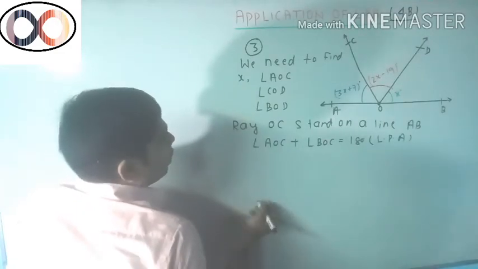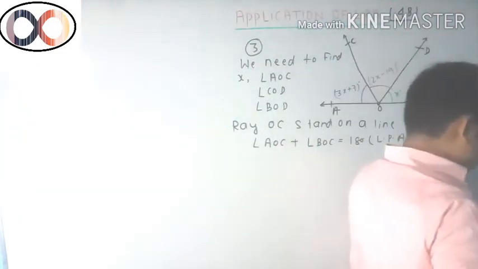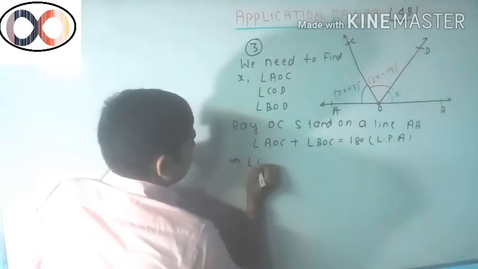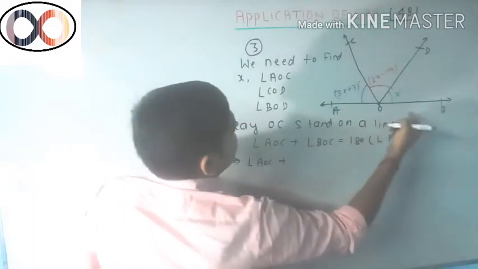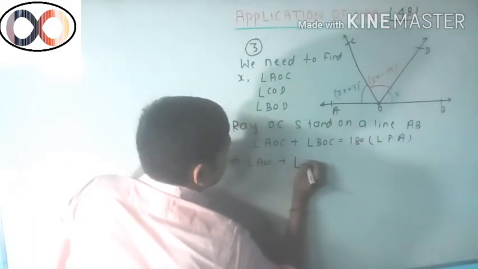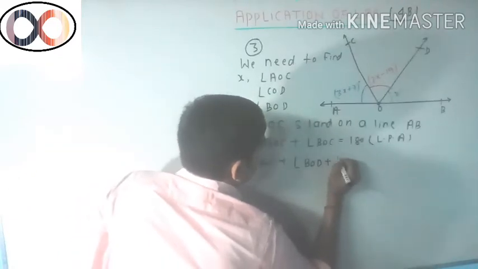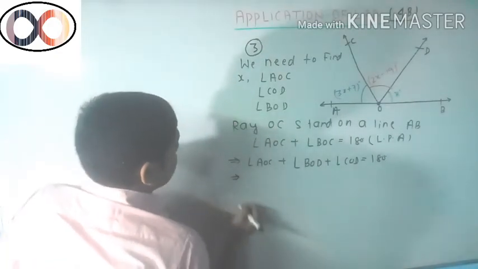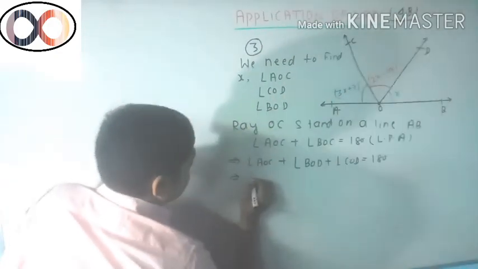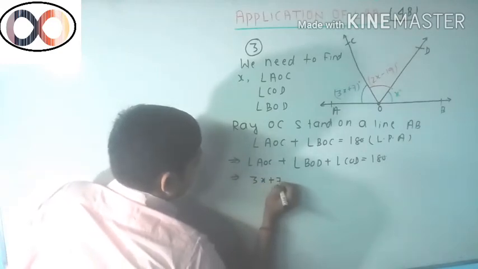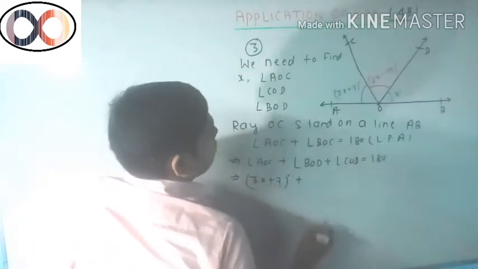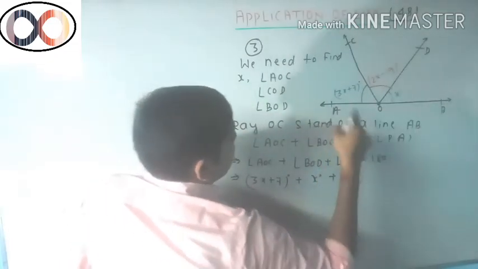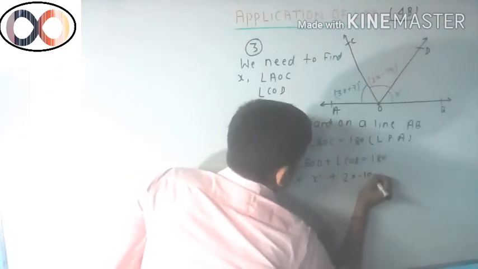We can write here BOC in two parts. So here is the AOC and here is the BOC. We can write here BOD plus COD, okay. And after that we can put the formula. So the value of AOC is 3x plus 7, and the value of BOD equals to x degree, and the value of COD equals to 2x minus 19 degree, okay.